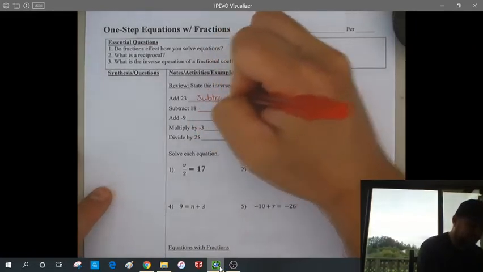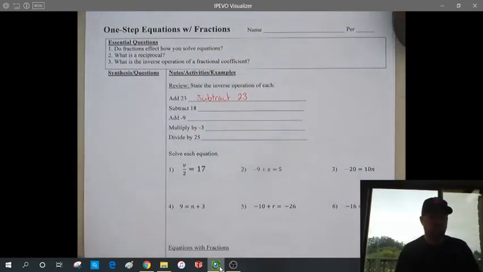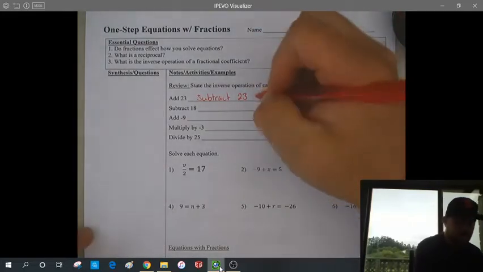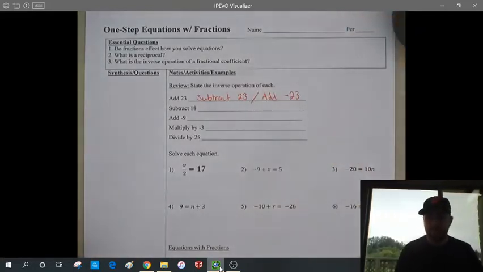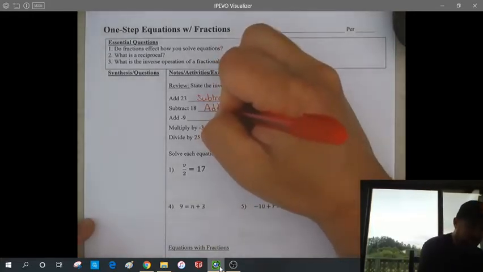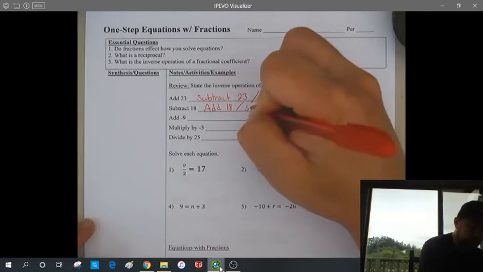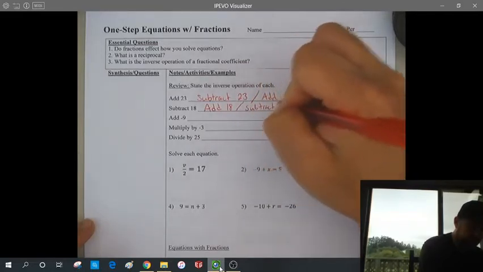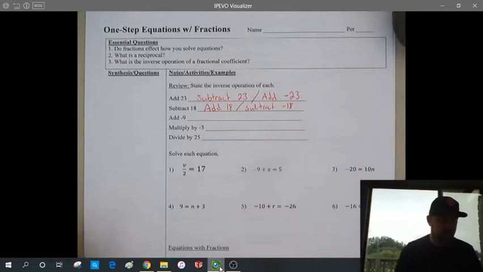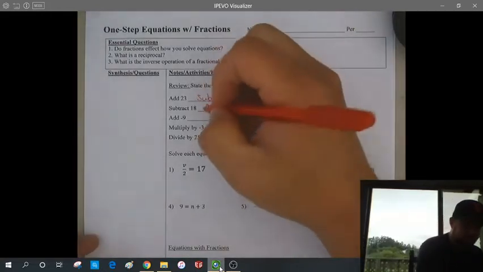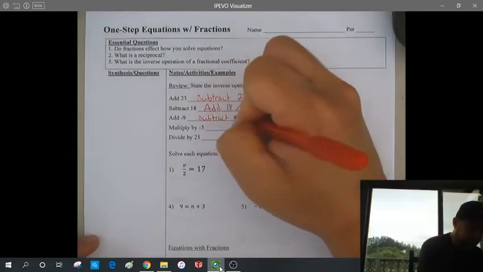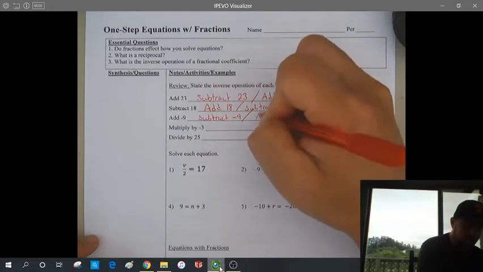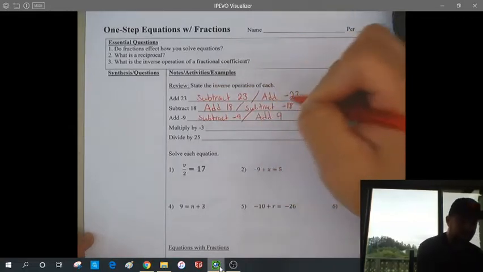to subtract 23. Or you could actually achieve the same thing with adding a negative 23, right? So either way would achieve that. Subtract 18, the inverse operation would be to add 18, or we could subtract negative 18. Adding a negative 9, we could subtract negative 9, or we could add positive 9.